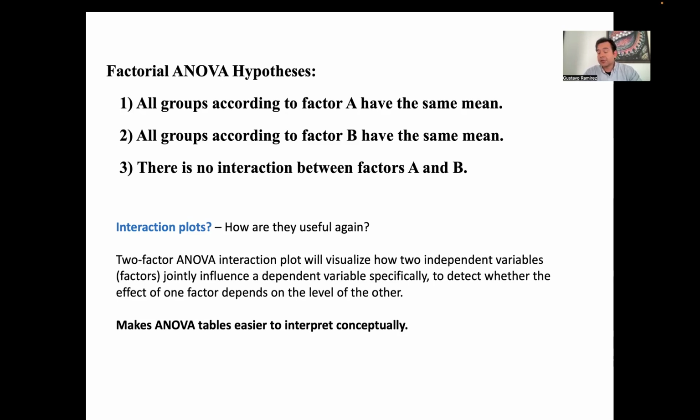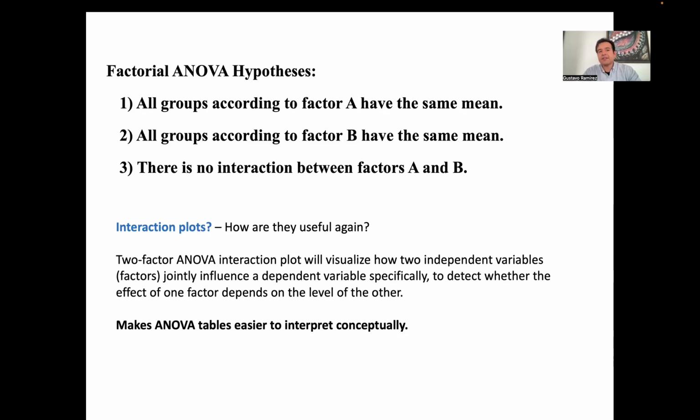And again, there's three hypotheses that factorial ANOVA is really going after, right? The first hypothesis is that all the groups, according to the first factor, have the same mean. So this is called the main effect. And again, this is more or less equivalent to ignoring the fact that factor B exists and then grouping data based on the levels of factor A and doing an ANOVA for that, just a regular ANOVA for all intents and purposes.